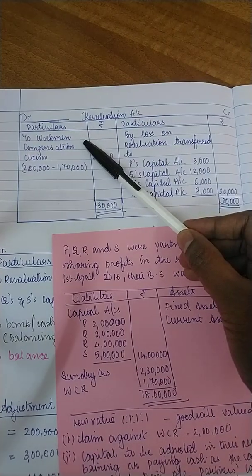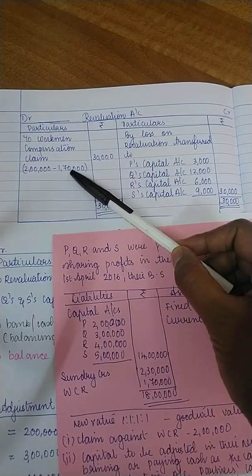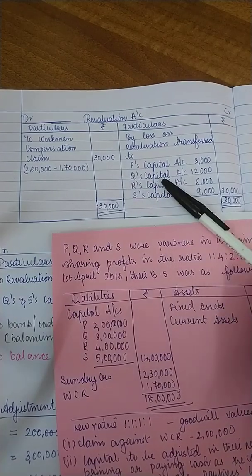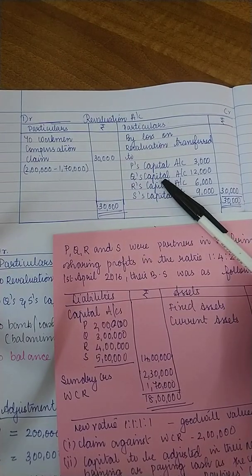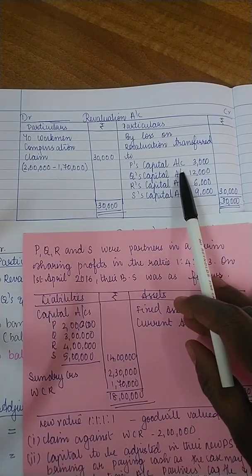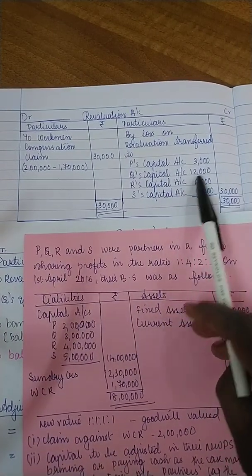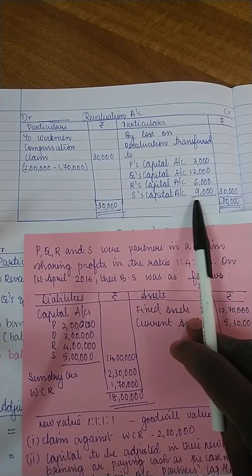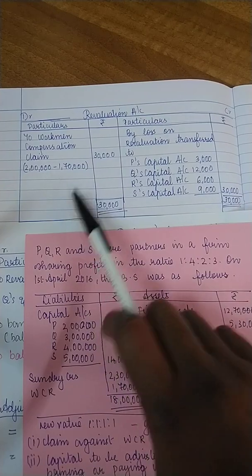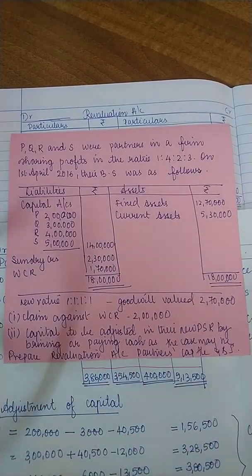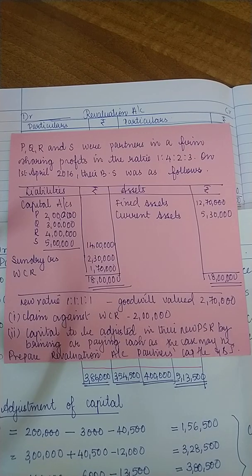To workman compensation claim, 2 lakh minus 1 lakh 70,000, 30,000, and this 30,000 should be transferred to partners capital account in their old profit sharing ratio, that is 1 is to 4 is to 2 is to 3. So each partner will get like this: P's capital account 3,000, Q 12,000, R 6,000, S 9,000. That is the only adjustment in revaluation account. No other assets and liabilities are changing here. Now let's see how to do partners capital account.